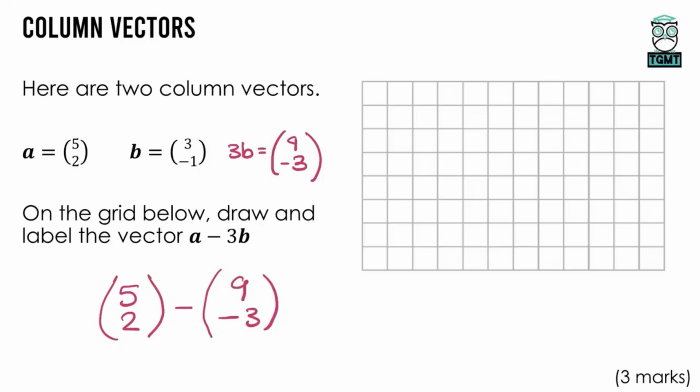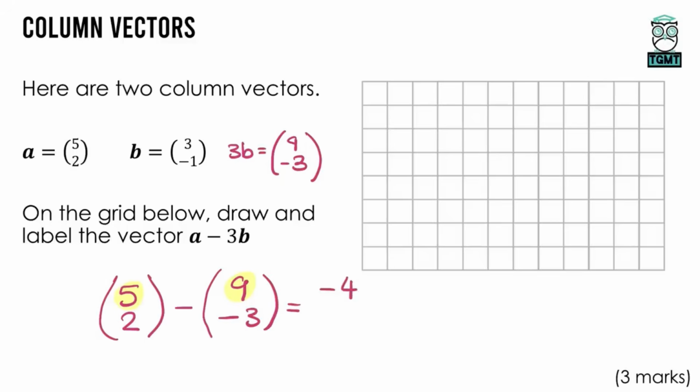If it was a plus or a takeaway, all you do is you look at the top number, do whatever it says in the middle, and then look at this number. So we have 5 take away 9. Again, we're using a calculator, so we don't have to worry about negative numbers. 5 take away 9 is negative 4, which means left 4.